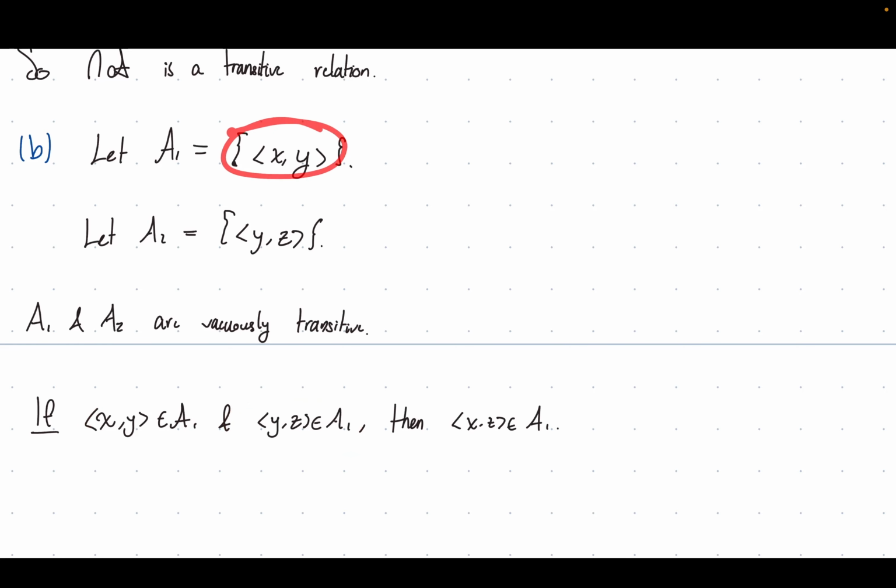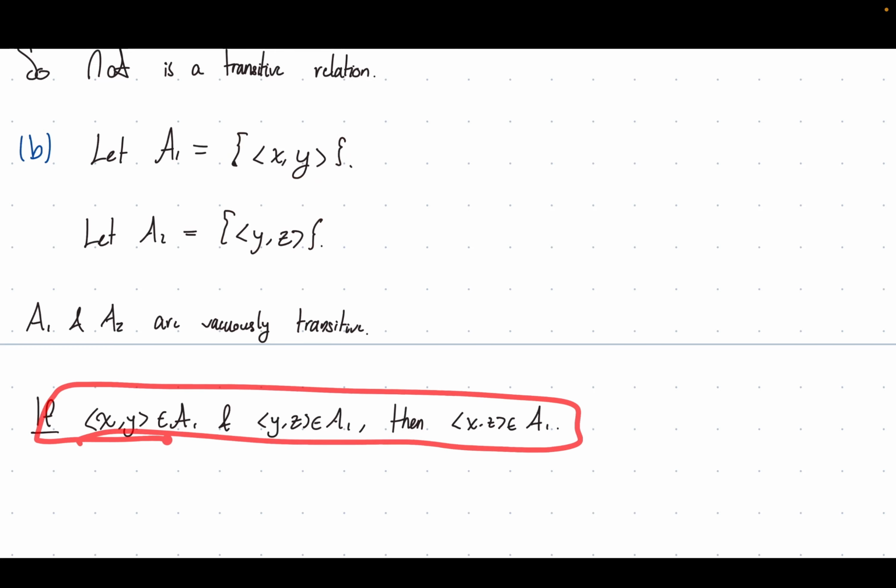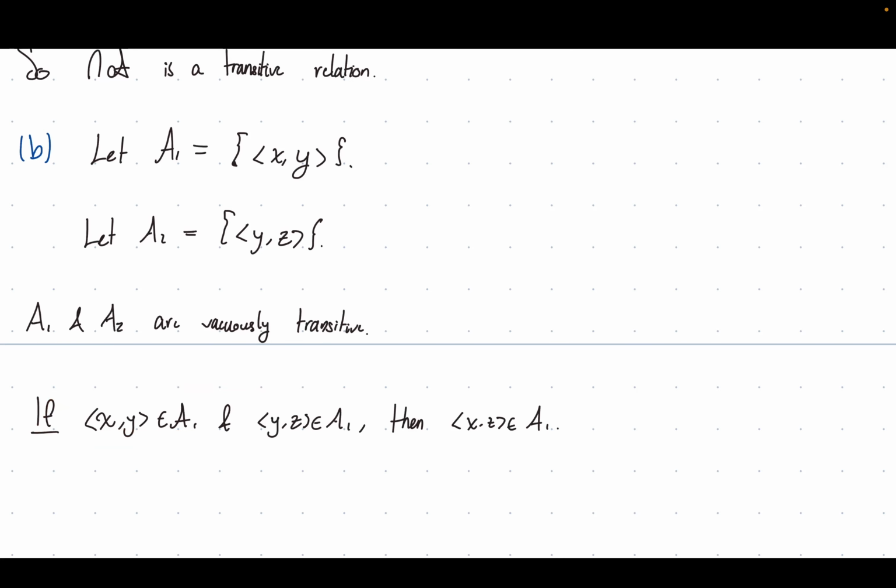So here you only have x comma y. Here you only have y comma z. So this is true, it's like stupidly true, but it's still true. So that's what I mean by A1 and A2 are vacuously transitive. So they're both transitive relations, right?